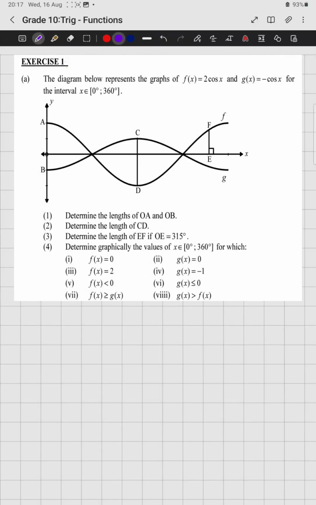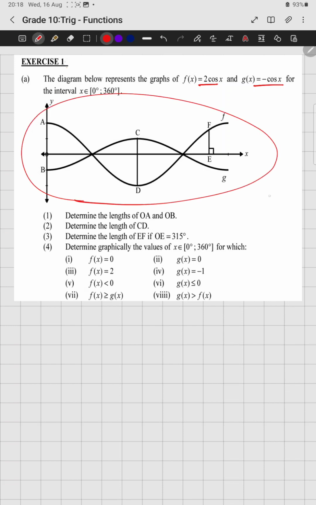In this question, this is a grade 10 trig functions exercise. We'll be looking at these two graphs, that is 2 cos x and negative cos x. The graph is already sketched for us. So now let's check that. How do we then analyze this graph here?